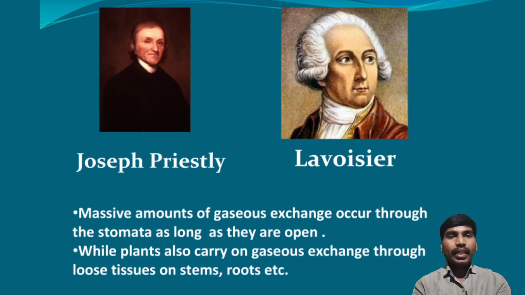Why? Because in the leaf we have some pore-like structures. These pore-like structures are called stomata. These stomata consist of chloroplasts.